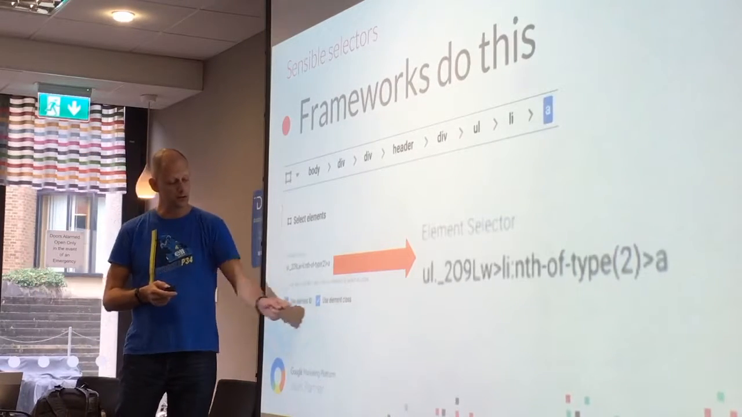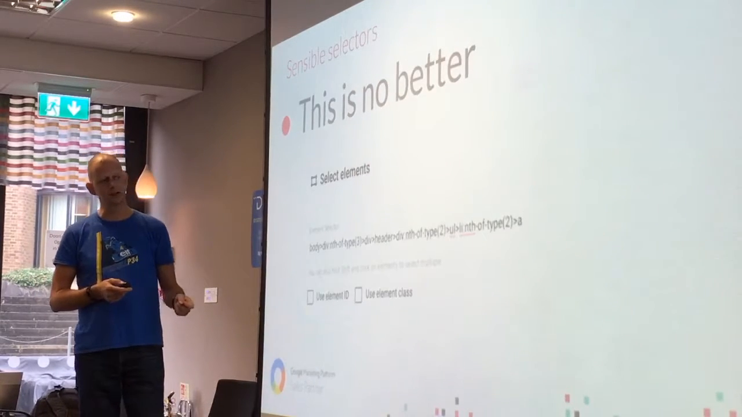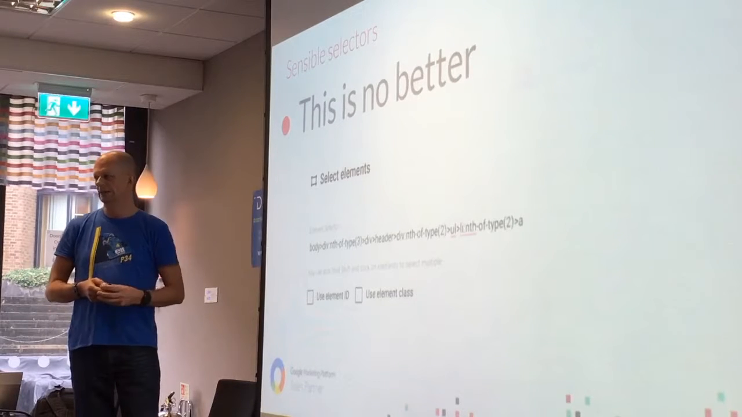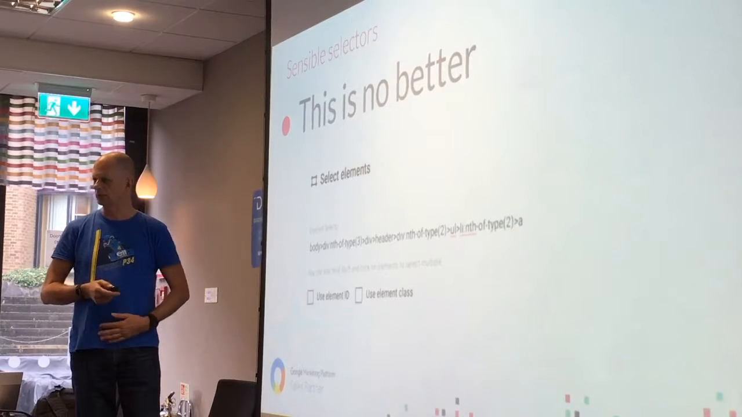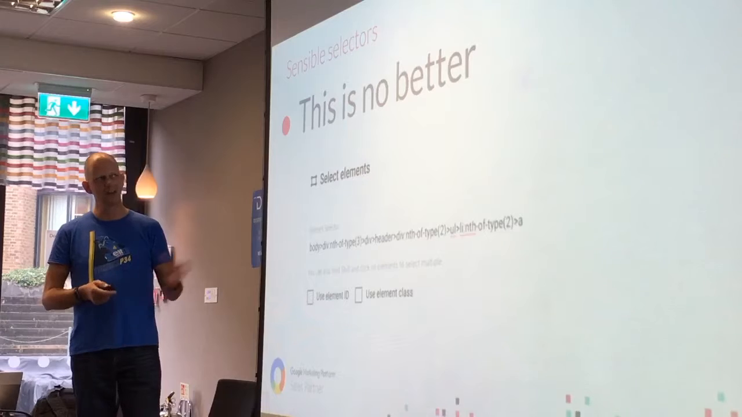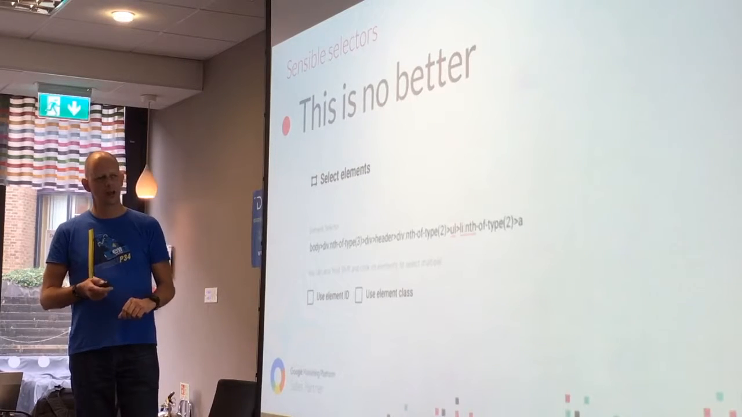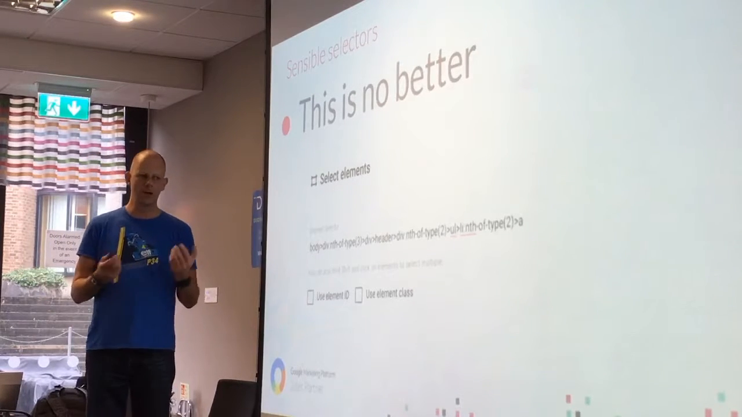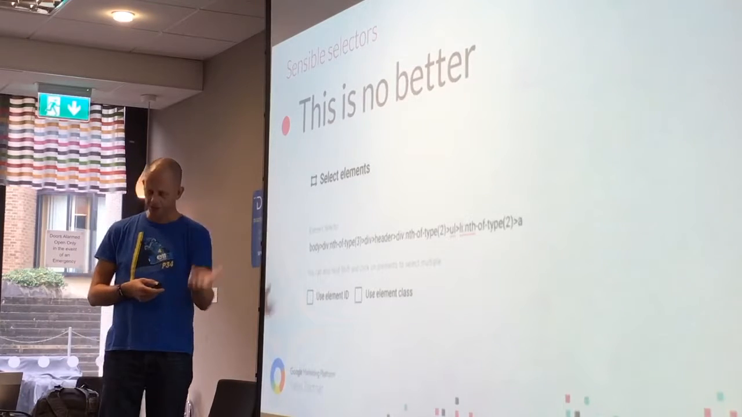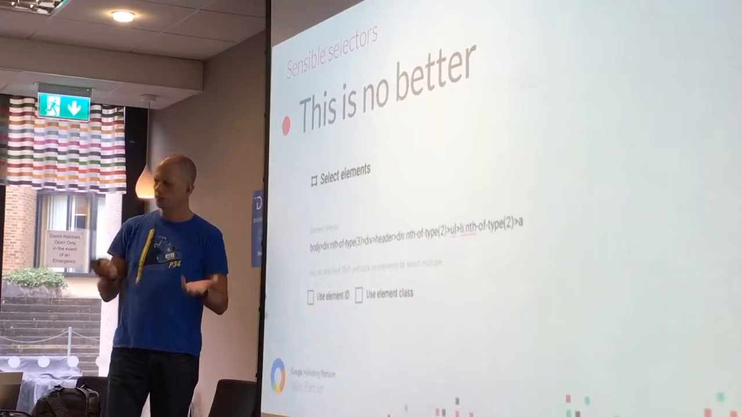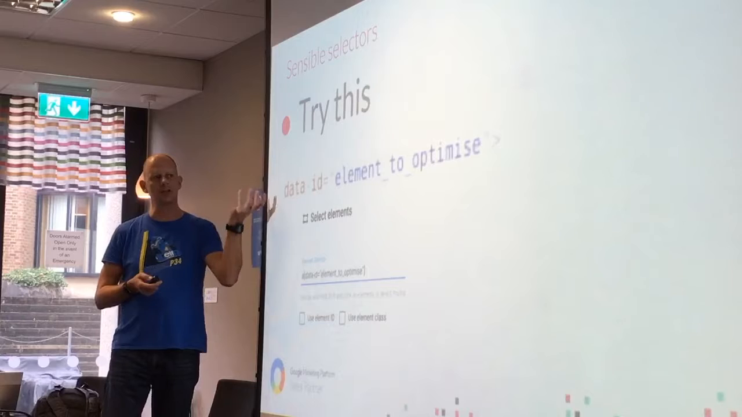What we can do is knock off either of these, but use a longer selector. Ew, that's even more brittle. We're not going to go down that route. This is really not cool. If you're using a framework that does use dynamically generated classes or IDs, not a problem. I suggest you use something like this.